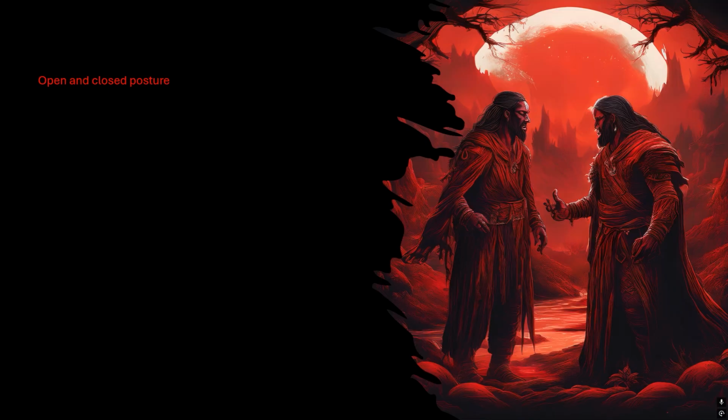So open posture, things like our arms being relaxed, our body facing towards the person that we're speaking to, suggest openness, confidence, and friendliness. Closed posture, so if we've got our arms crossed, if we're turned away from the individual that we're speaking to, these may indicate defensiveness, discomfort, or disinterest.